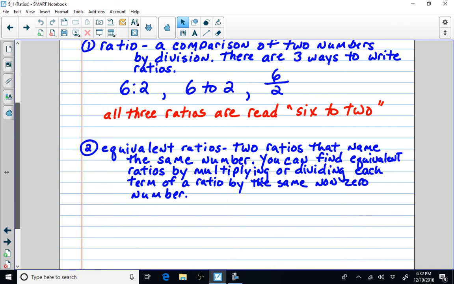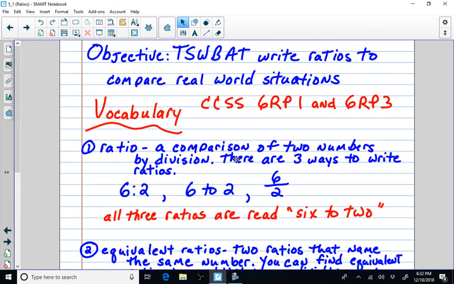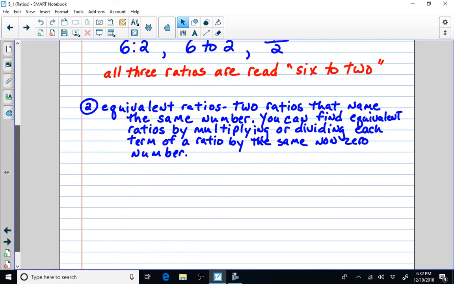The second vocabulary term is equivalent ratios. Equivalent ratios are two ratios that name the same number. You can find equivalent ratios by multiplying or dividing each term of a ratio by the same non-zero number.